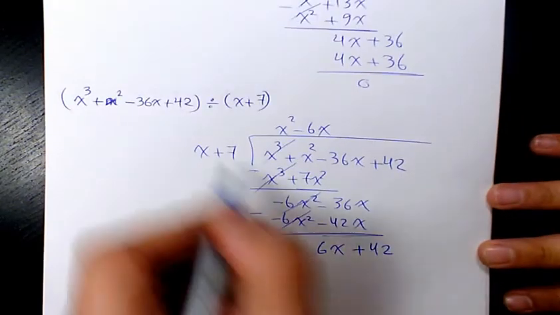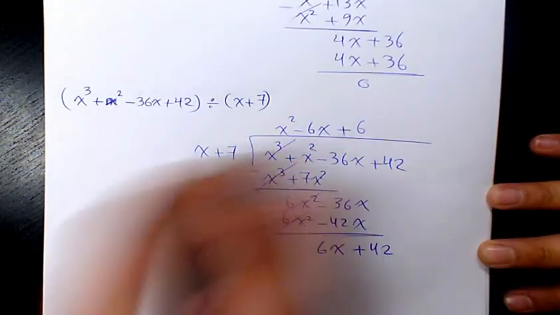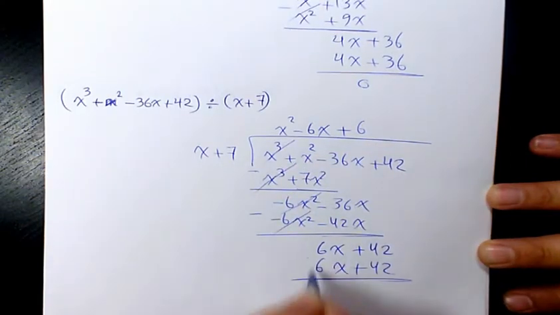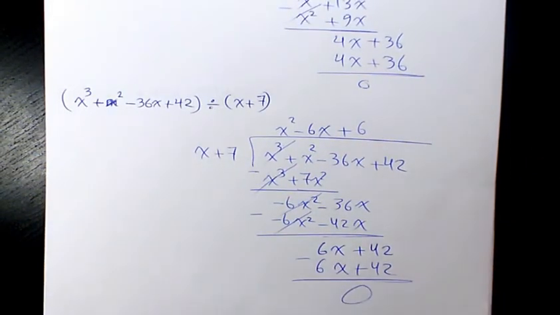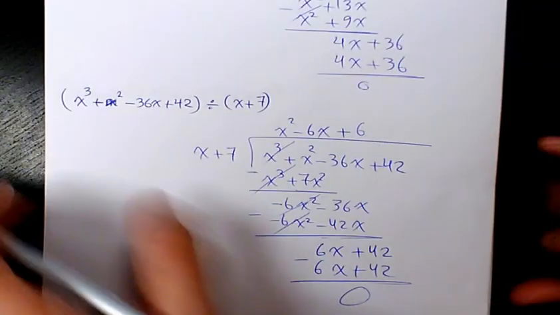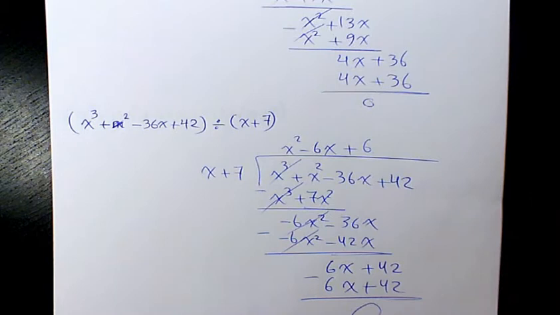So 6x divided by x, 6. 6 times x, 6x. 6 times 7, 42. Subtract it is going to be 0. So the quotient is going to be x squared minus 6x plus 6.